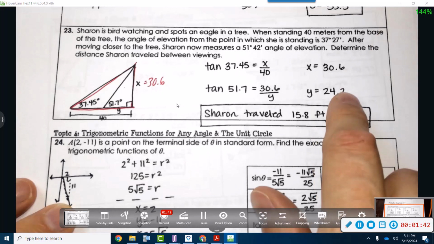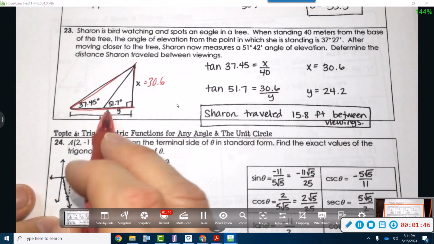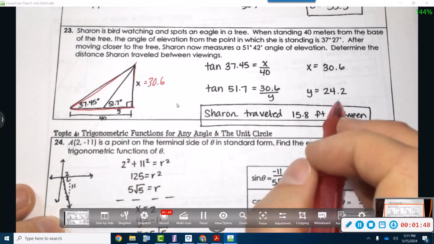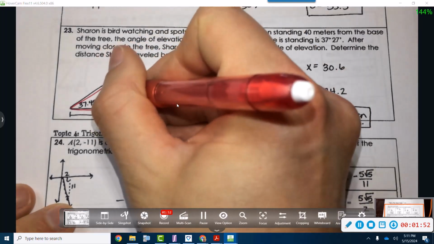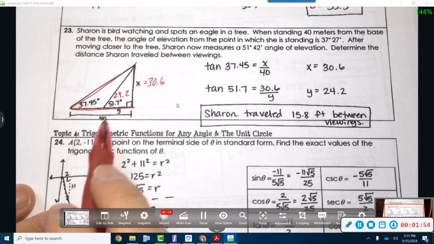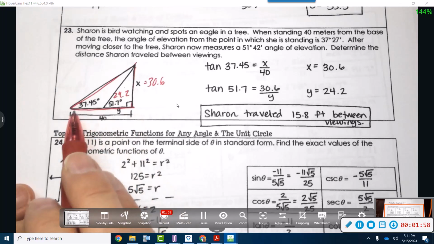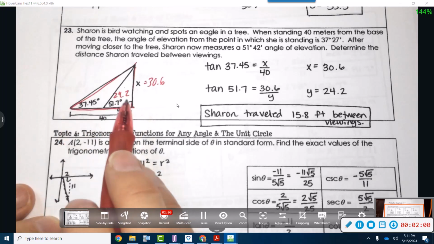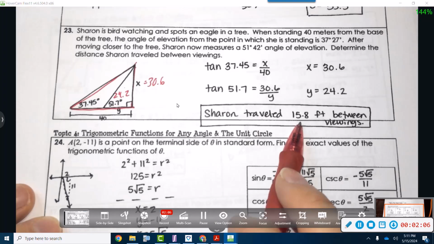Okay, so how far did she move here is what they're actually asking. And so I would take 40 and subtract this guy. Because if this guy is 24.2, you know that from here to here is 40. So if this is 24.2, just go ahead and take that, subtract it from 40, and you're going to get 15.8.